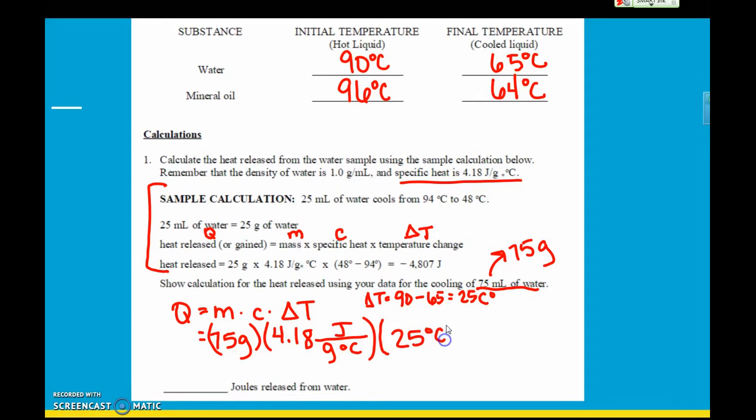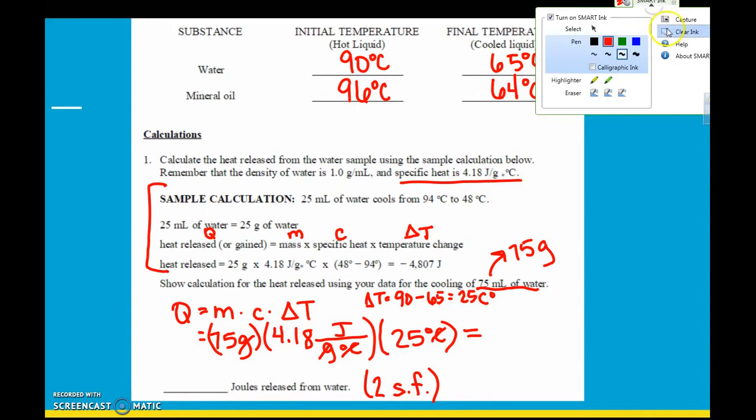And actually you can write it either way, degrees Celsius or Celsius degrees. It doesn't matter. Make your units cancel, grams cancel, Celsius degrees cancel. You're left with joules. So you're going to multiply those numbers together, and you're going to put your answer in here. And since 75 grams has 2 sig figs, your answer should also have 2 significant figures. All right. To the next question.